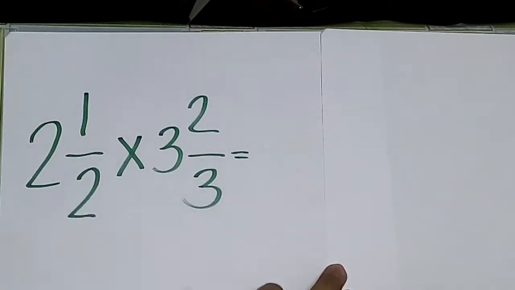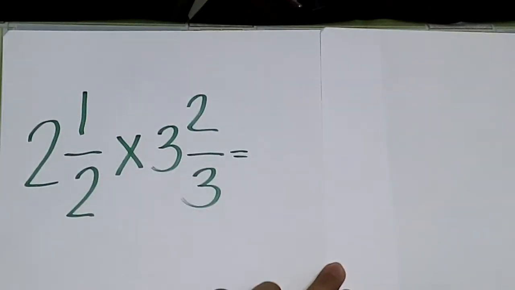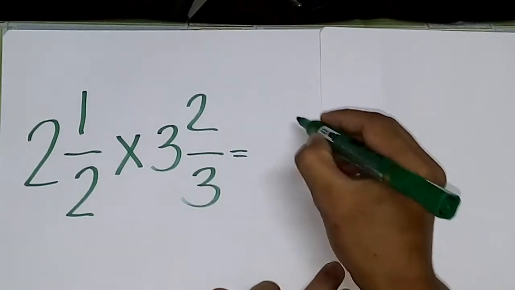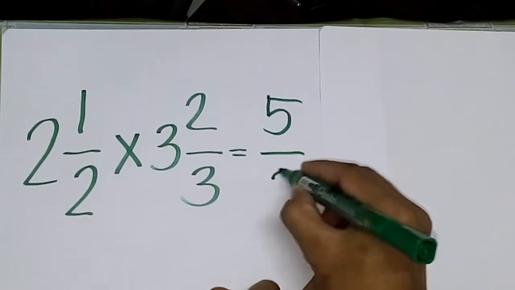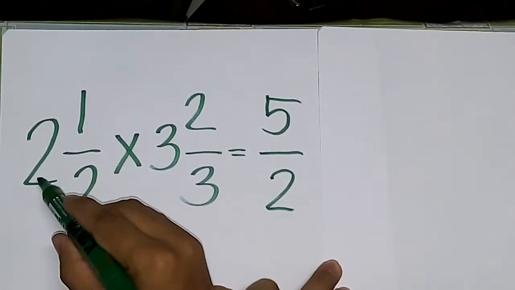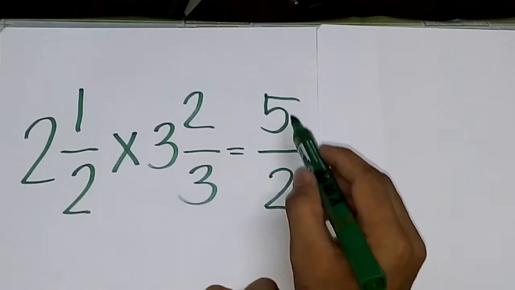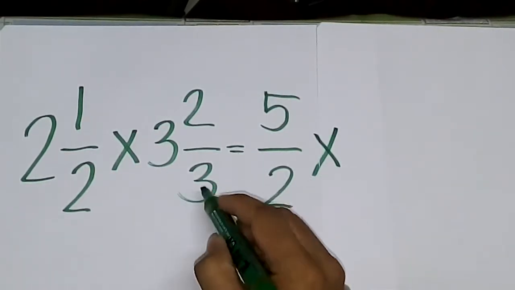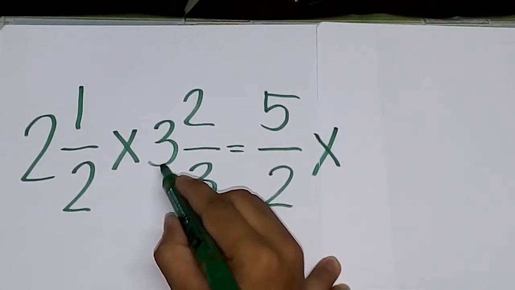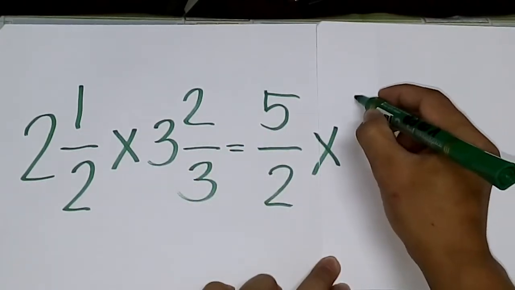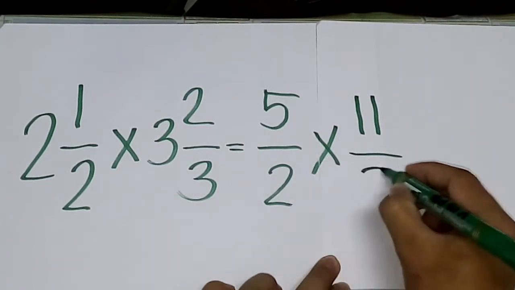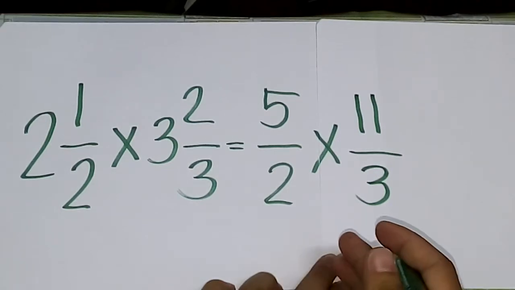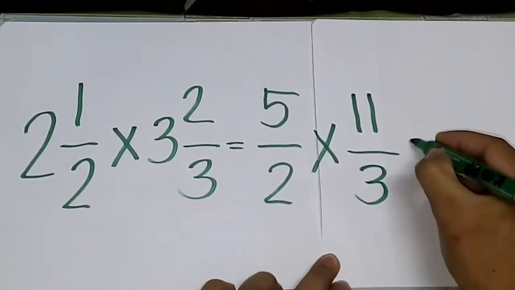So let's have 2 and 1 half first. 2 and 1 half, its improper fraction is 5 over 2. Simply 2 times 2, 4 plus 1, that's 5. And copy the denominator. Second one, 3 times 3, 9 plus 2, 11. And copy the denominator. So that's simply 5 over 2 times 11 over 3.